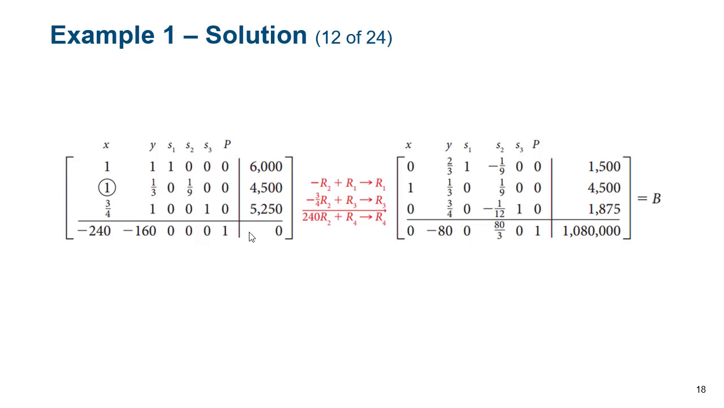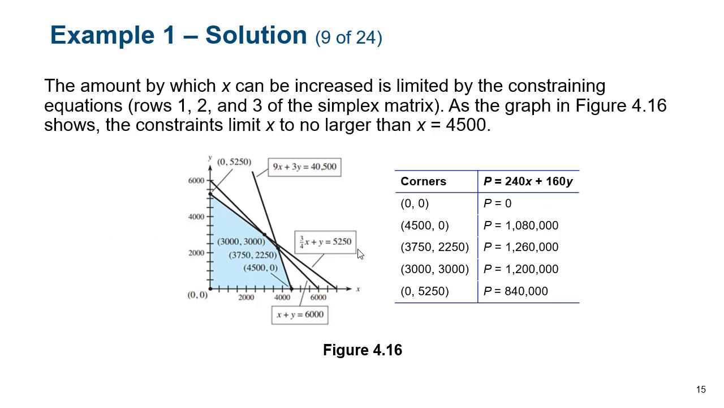So you can see that once we've done this work, we get 1,080,000. Well, what does that mean? If we go back to this picture, we can see that that basically corresponds to the point 4,500, right? So all corn, no soybeans. And if we plug that into this function, we get 1,080,000. So we basically have found this first corner point by doing that first set of matrix operations, and the bottom number tells us what the profit is.